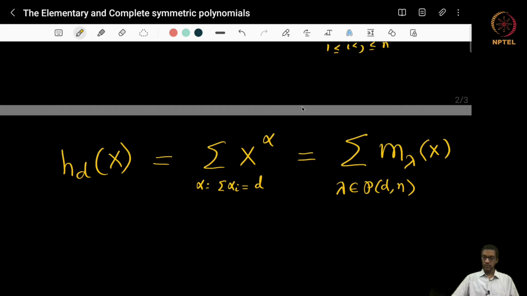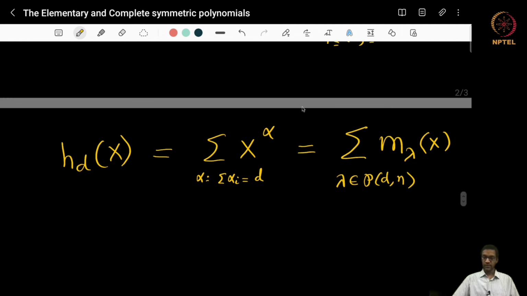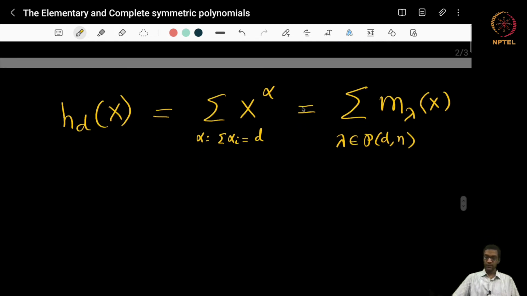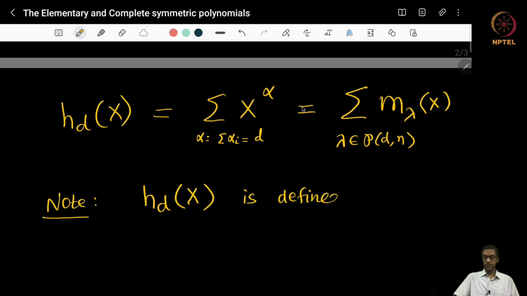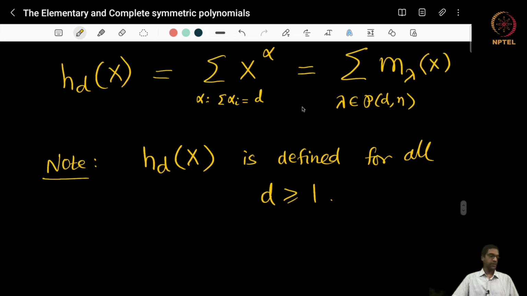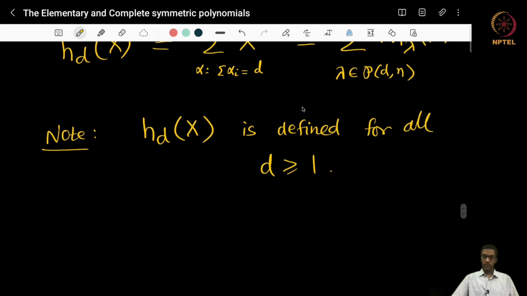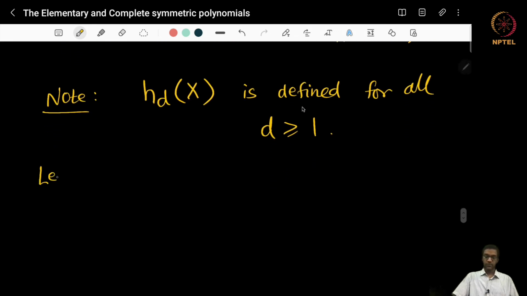Now let's again see what this will mean in terms of a more compact expression. Before that, note the following fact: unlike the elementary symmetric polynomial, hd of x is defined for all d greater than or equal to 1. Unlike the earlier one, ed only made sense for d at most n. Now this is defined for all d. Now let's try and write out the analog of our lemma here.